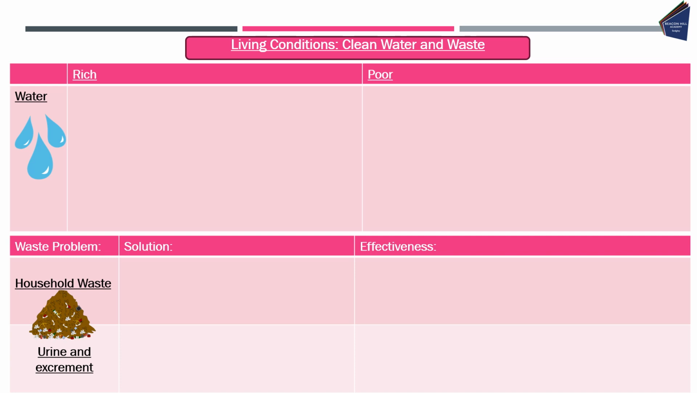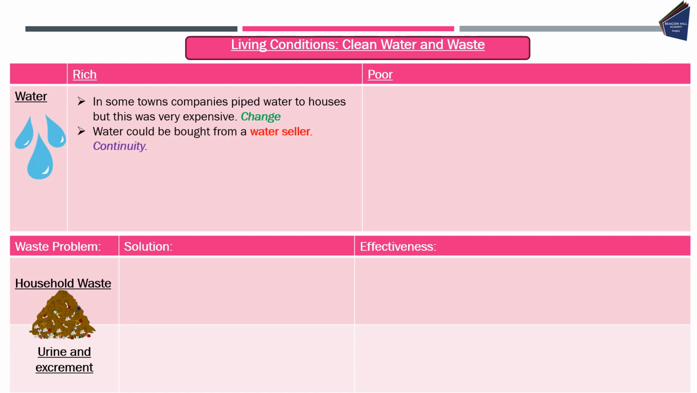So in terms of living conditions for water and waste, firstly we're going to start off with water, and we're going to have a look at the rich and then the poor. Wealthy people during this time period could afford to have piped water into their houses, but saying that, it was only the very wealthiest in society because this was a very expensive thing to do. This is a change. We haven't seen this in medieval England, so this is something very unique to this time period that you could reference in the exam.